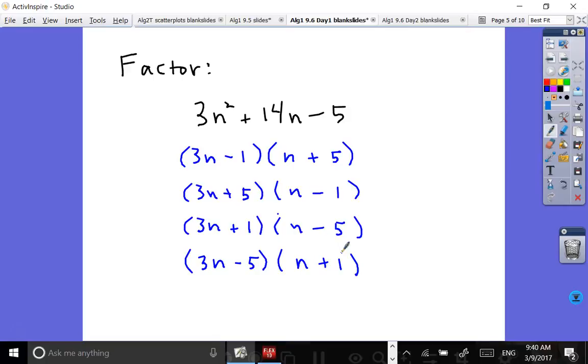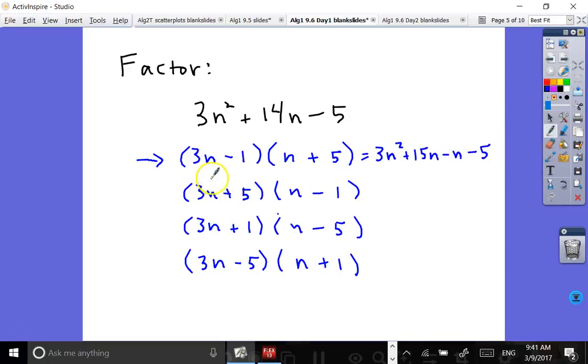3n times 5 is 15n. Minus 1n is 14n. So we actually got it on the first one. I should have made us get to that one last. Right? So this is going to be the right answer, because this one would have been 3n squared plus 15n minus n minus 5. So that is the one that would have worked.